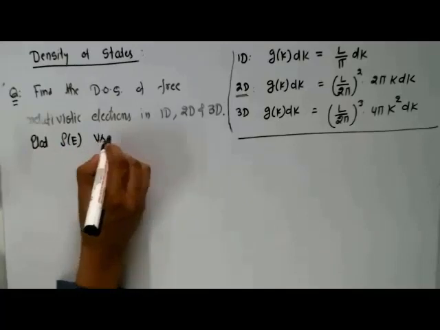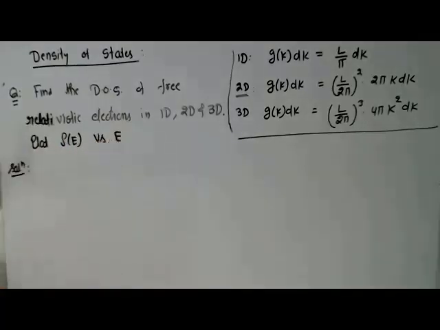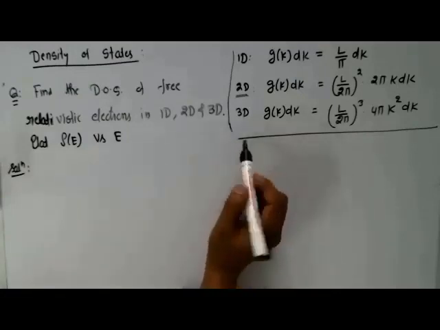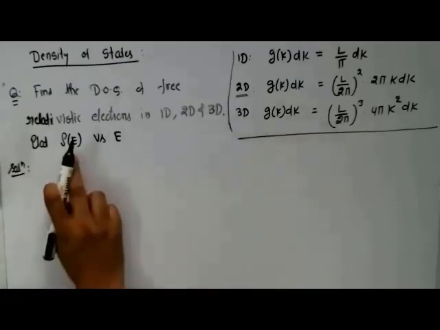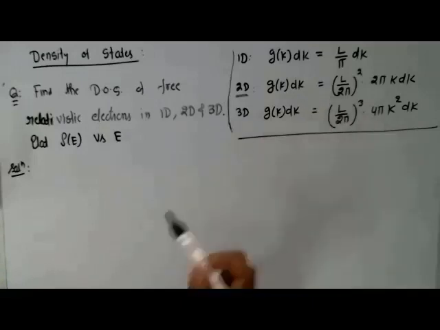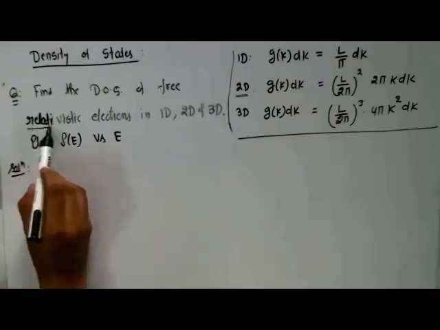rho E versus E. Now see again, if you want to calculate the density of state in 1D, 2D, 3D in terms of energy, then you must know energy versus K relation. That is called dispersion relation. But यहाँ पर हम किसकी बात कर रहे हैं? Relativistic electrons.